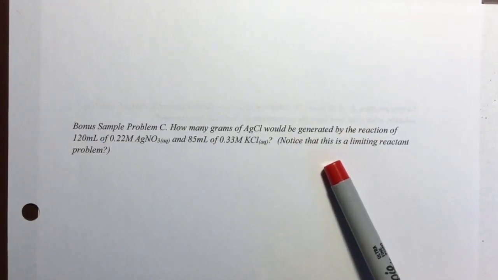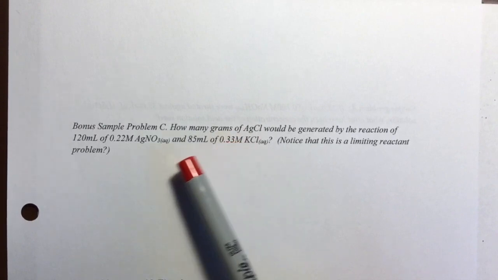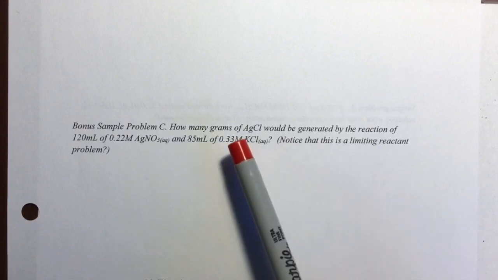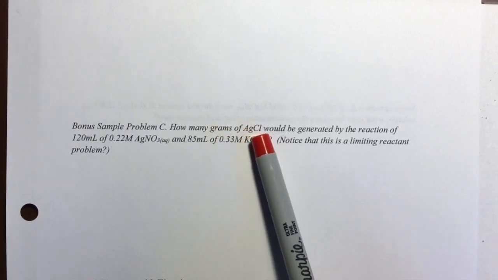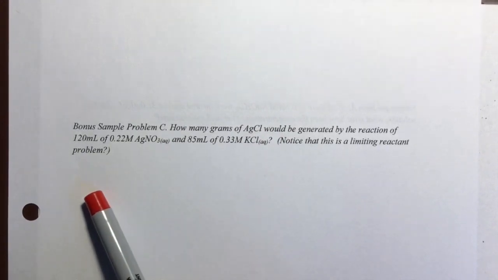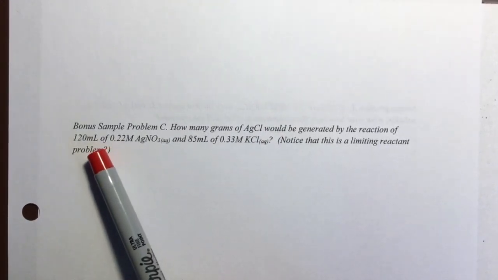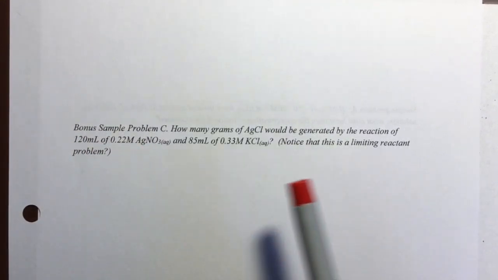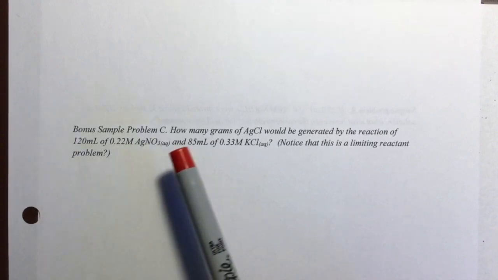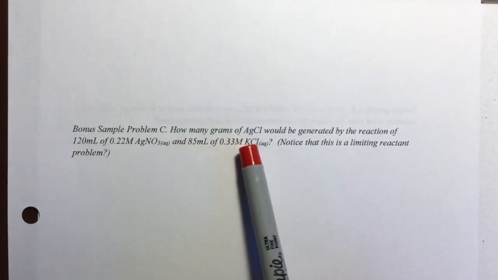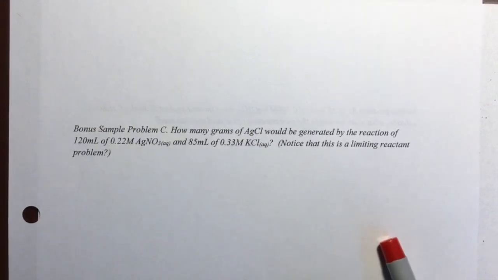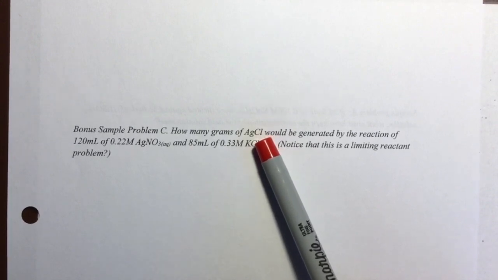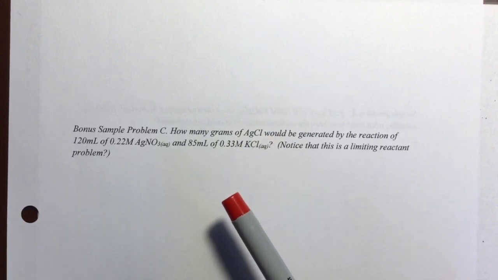As a limiting reactant problem, what are you going to have to do here? You're going to have to run two stoichiometry setups, each of which is trying to solve for grams of silver chloride. Limiting reactant calculation 1 will be starting with the 120 mL of that silver nitrate solution. And limiting reactant calculation number 2 will be starting with 85 milliliters of potassium chloride solution. And then you would take the smaller amount of the two answers, and that would be your answer for how many grams of product could be generated.